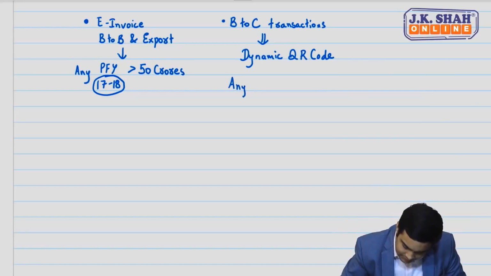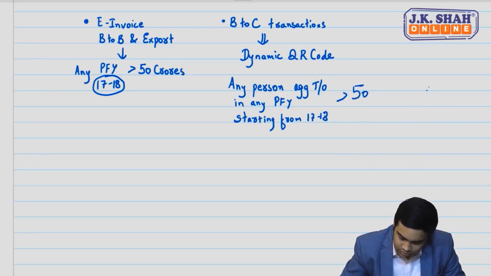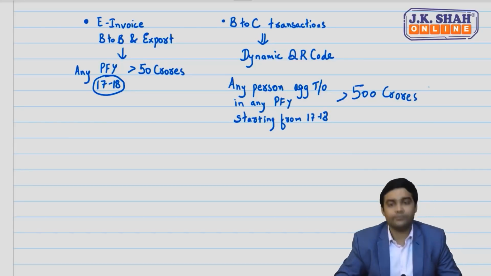Who is required to have a dynamic QR code on invoice for B2C transactions? Any person whose aggregate turnover in any preceding financial year starting from 17-18 exceeds 500 crores. So who is required to have dynamic QR code? Any person whose turnover exceeds 500 crores.